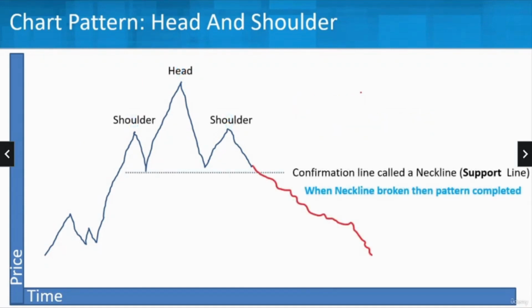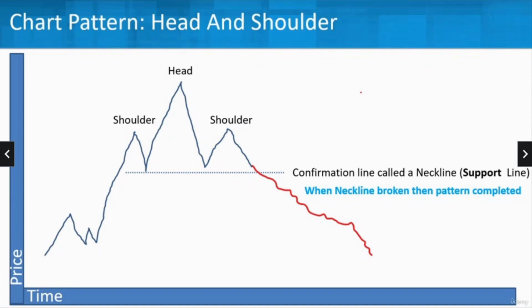So if you look at it, you can see we've got the uptrend, and the confirmation line in the head and shoulders is called a neckline because, again, we're talking about body parts. So it's called a neckline. It also, in effect, is a support line, right? Our prices are going to bounce off it for a little bit before they break through. When the neckline is broken, that's when the pattern is completed.